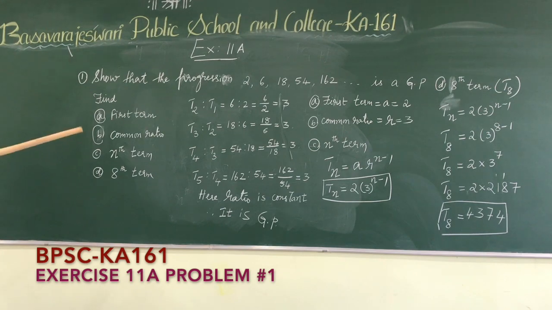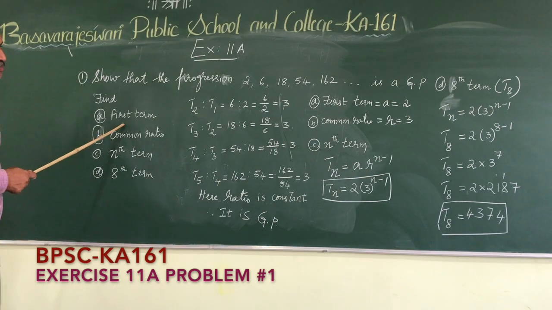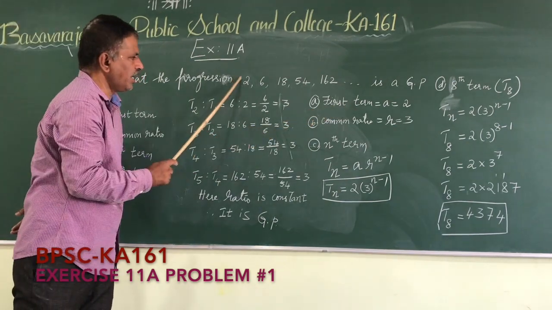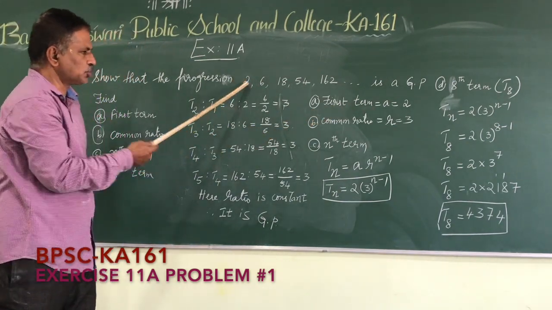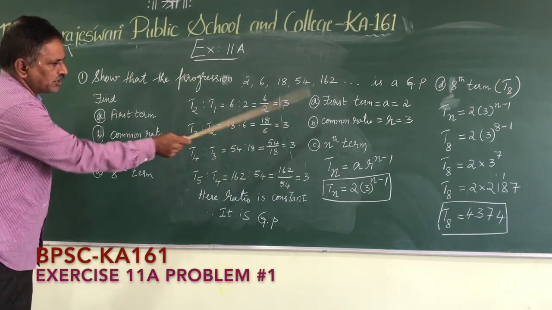To prove a geometrical progression, what you have to do? You have to find the common ratio. To prove an arithmetic progression, you have to find the common difference. Remember that. Then next he has asked you to find out the first term. The first term, we know that it is A. The very first term of the progression is 2 only. Common ratio, second question, already we have found that it is 3 only.